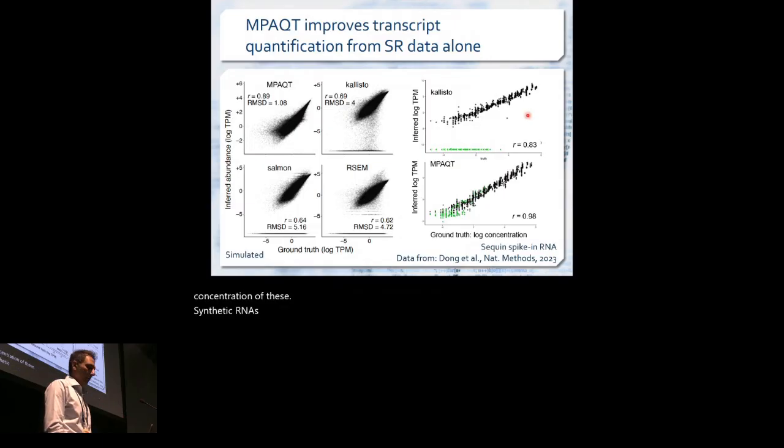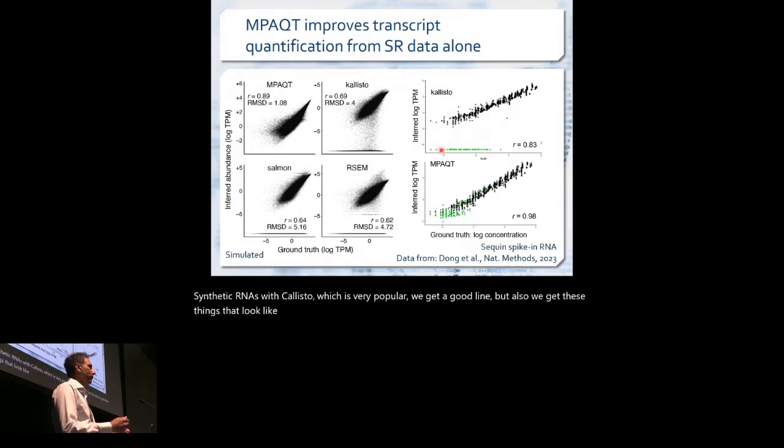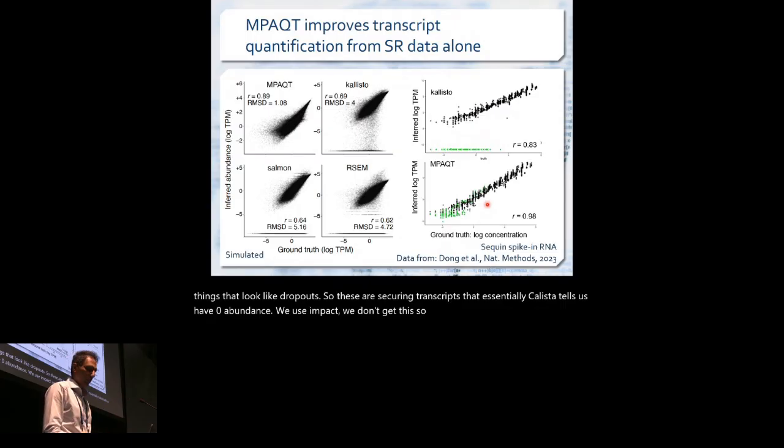With Kallisto, which is very popular, we get a good line, but we also get these things that look like dropouts. These are Sequin transcripts that Kallisto tells us have zero abundance. We use MPACT, we don't get this, so everything looks straight.